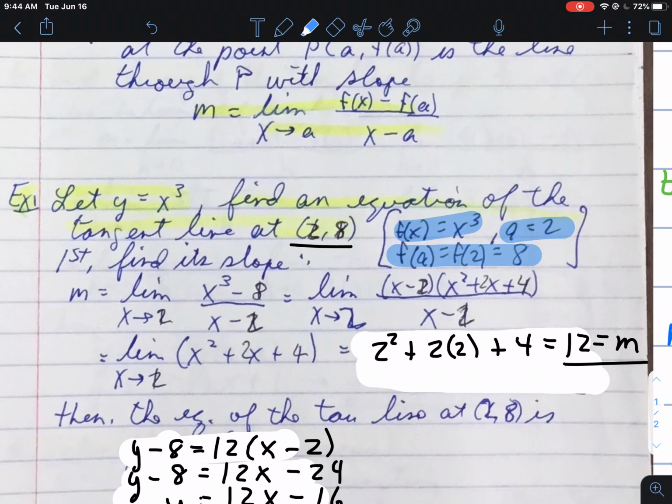So first, let's find the slope. If I want to write the equation of a line, I need the slope of the line. So we did this in the earlier sections. Find the slope. Now we're finding the slope by using the limit definition, the limit as x approaches a of f of x minus f of a over x minus a. And all I did was plug all of that into our limit definition. f of x is x cubed, minus f of a, which is 8, over x minus a, which was 2.